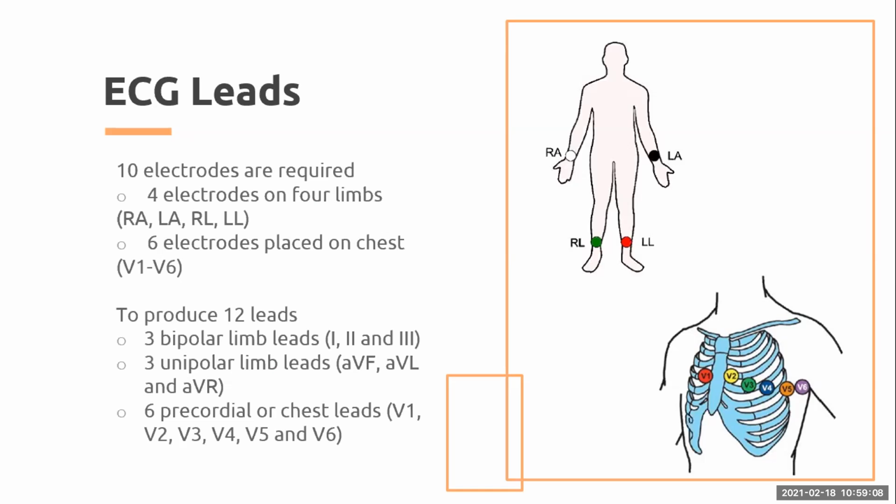So these electrodes will produce 12 leads. There will be 3 bipolar limb leads, 3 unipolar limb leads, and also 6 precordial or chest leads, V1 until V6. These are the pictures of the positioning of the electrodes.